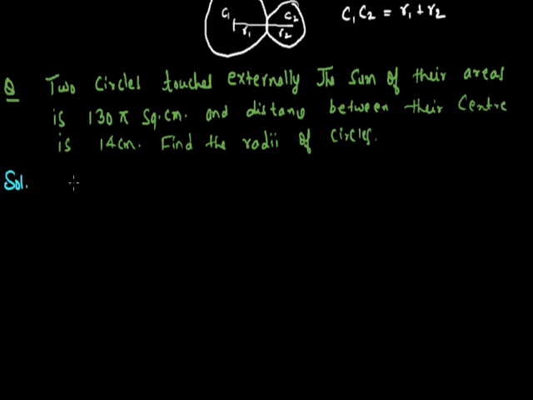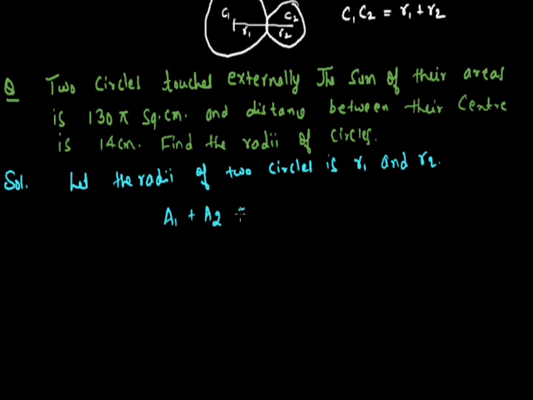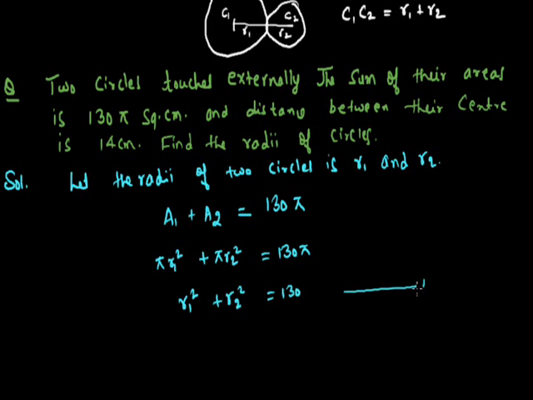So let's suppose the radii of the two circles are R1 and R2. Given the sum of the areas, the areas are A1 and A2. So A1 plus A2 is given as 130 pi square centimeter. So pi R1 square plus pi R2 square is equal to 130 pi. So R1 square plus R2 square equals 130. This is the first equation.